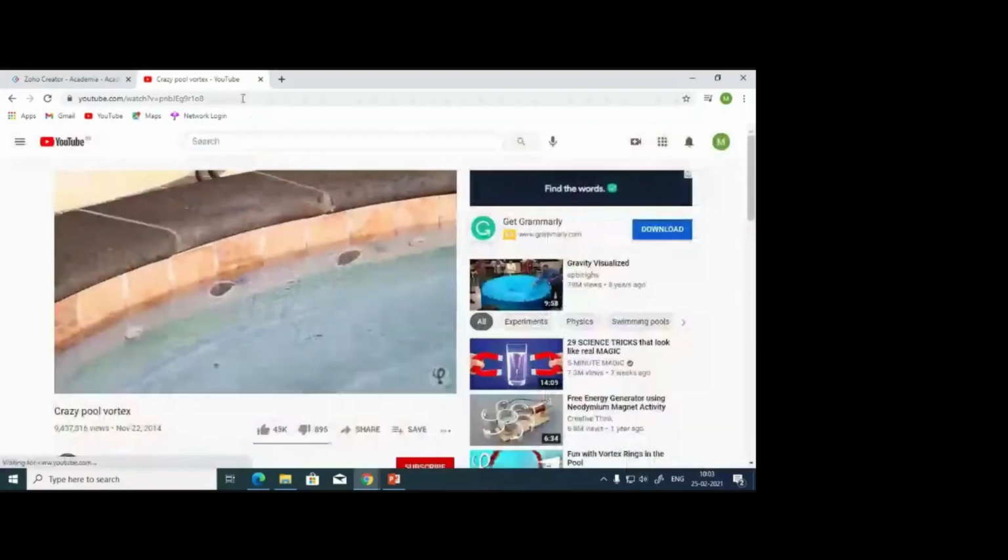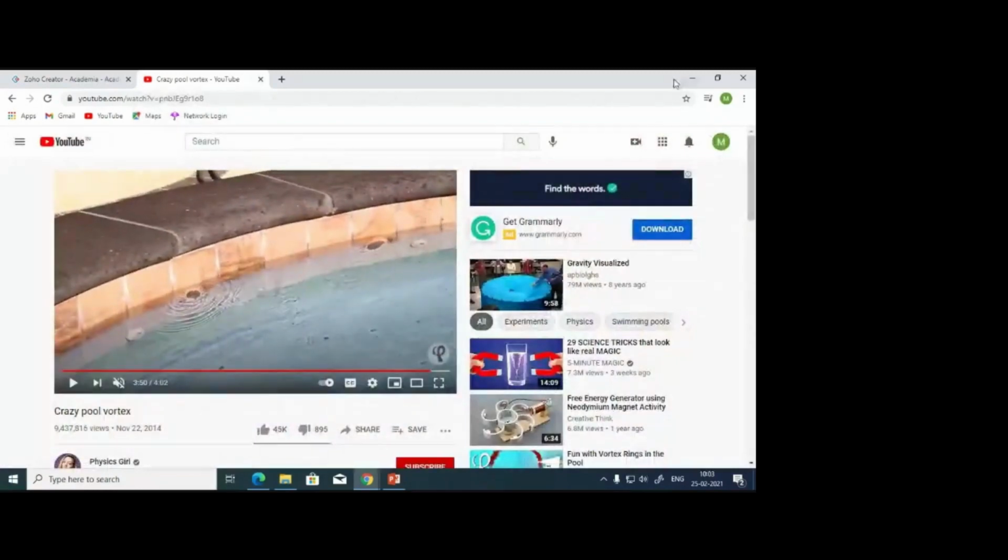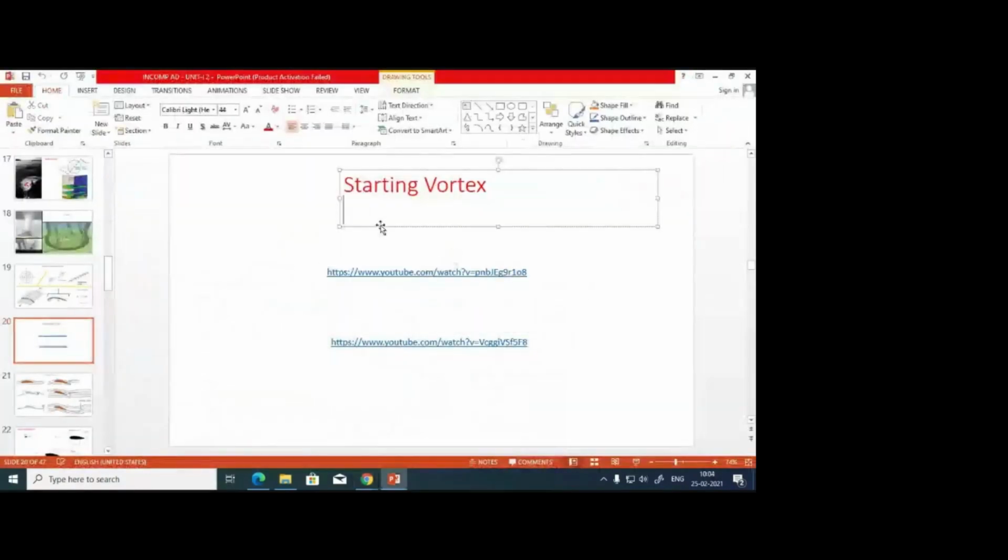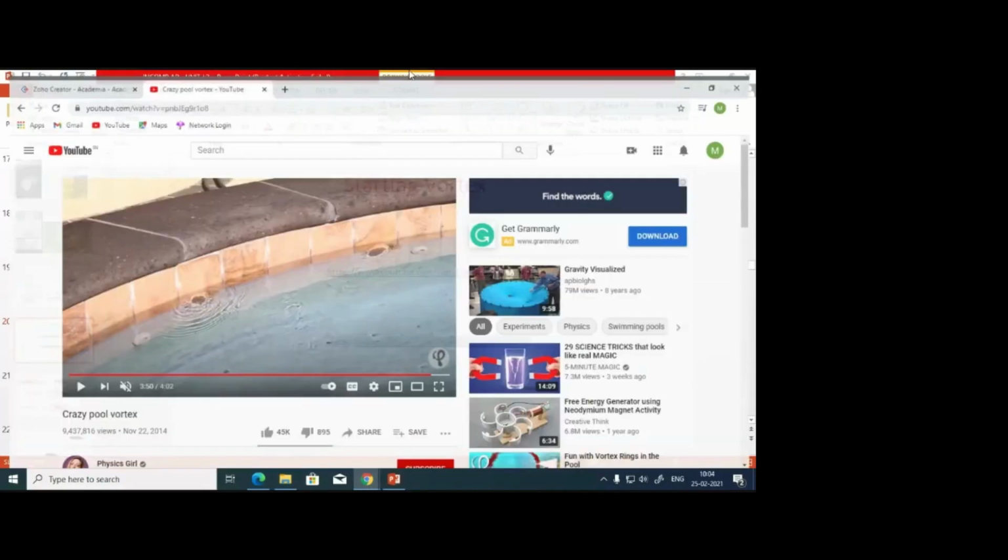I will show this video again. Pause it. That is called the starting vortex, and here they explain the same using the airfoil because we are interested in the airfoil only.